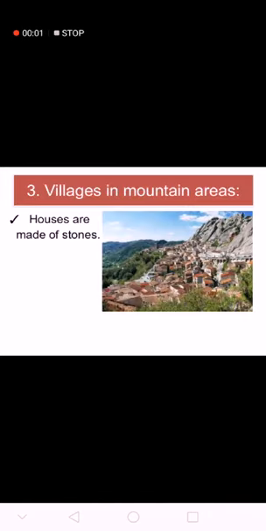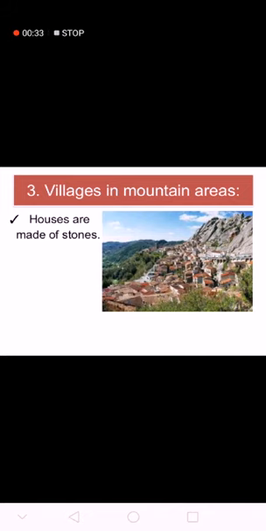The third and the last type of villages is villages in mountain areas. In these types, houses are made from stones. So people use stones and rocks to build their houses because, as we said, people use materials that are found nearby, and in mountains the materials used in building houses are stones or rocks.